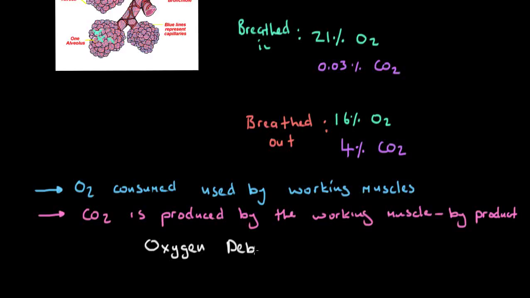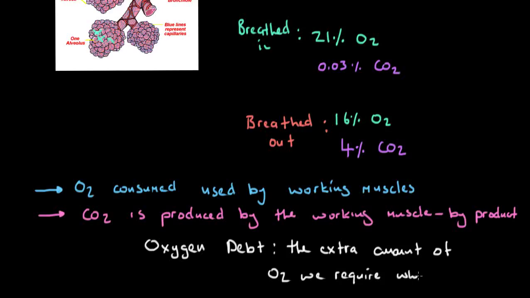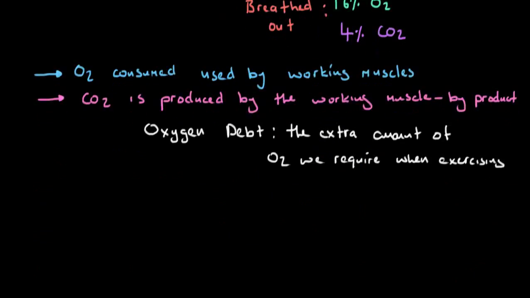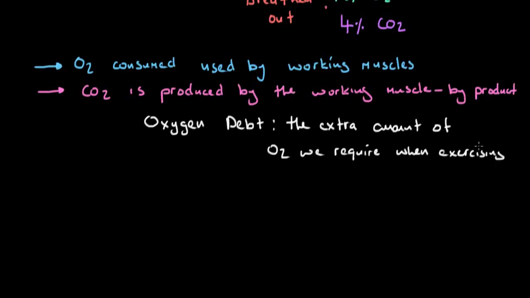Now, what do we mean by that? What would be an oxygen debt? When we talk about an oxygen debt, we're talking about the extra amount of oxygen we require when exercising. Now, why is it a debt? Because I'm saying we can get that air into the lungs, we can extract the oxygen from it. Why would it be a debt? Why do we need to run up a debt of some kind?